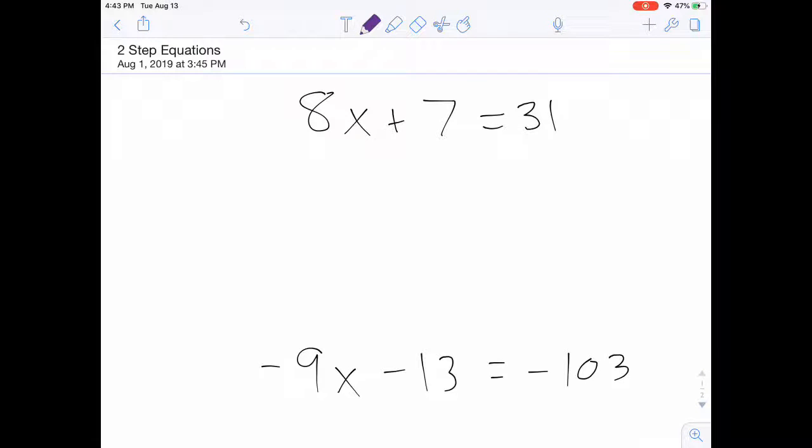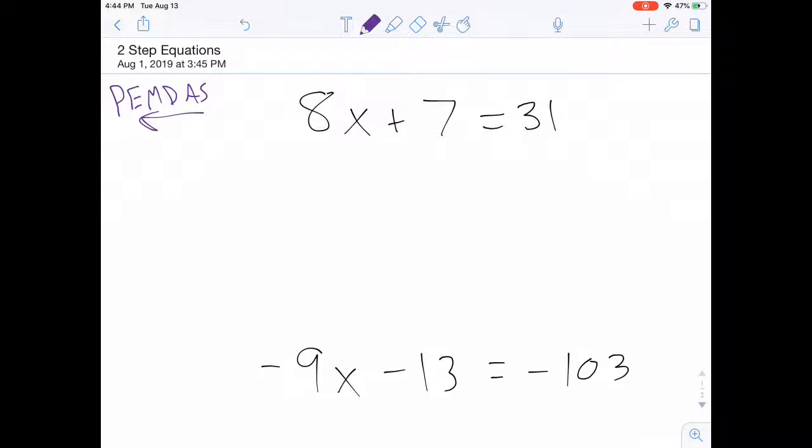When we solve equations, we have to work backwards or use inverse operations. If you recall from evaluating expressions, we use PEMDAS: parentheses, exponents, multiplication, division, addition, and subtraction. We're going to be working backwards to an extent in order to solve two-step equations.